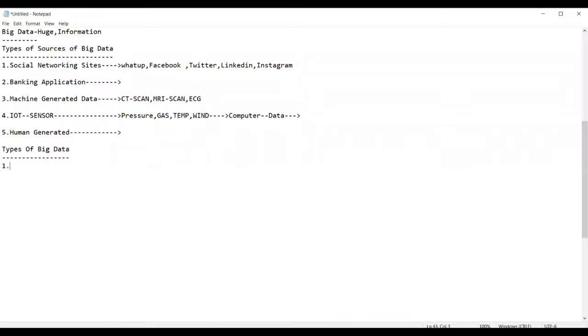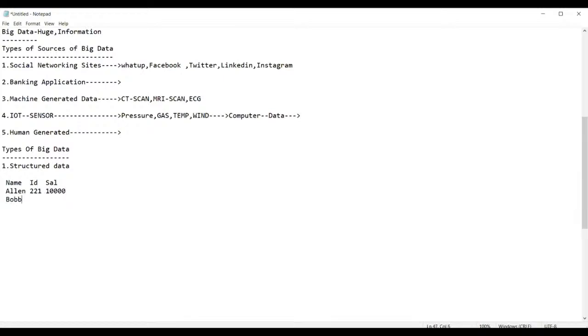The first type of big data you can consider is called structured data. Structured data means what? I'll type it: name, ID number, and salary. Name is, let us say, Alan, and I'm using the ID number as something like this, and salary I'm making 10,000.